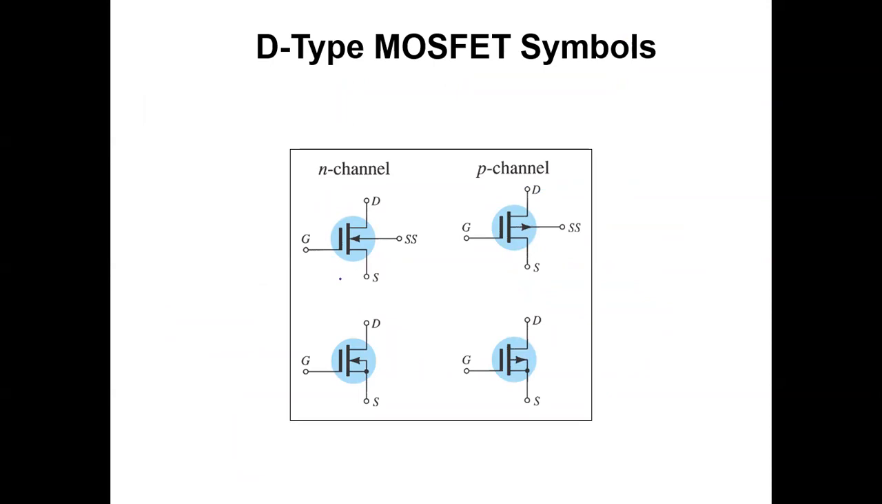The symbols for MOSFETs: this is your N channel, where you can see the arrow is going inward, and this is the P channel, where your arrow is going outside. There are 4 terminals: drain, gate, source, and the substrate. I have already discussed that the substrate is normally not shown or not used, so we assume it is a 3 terminal device: drain, gate, source, for PMOS and NMOS.